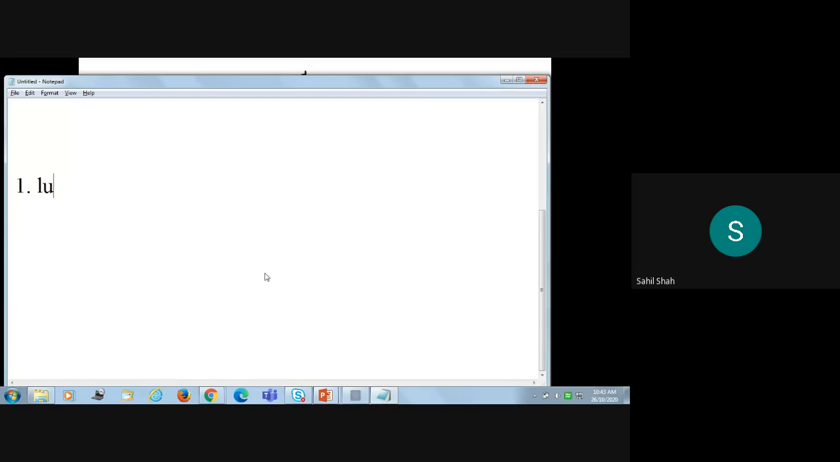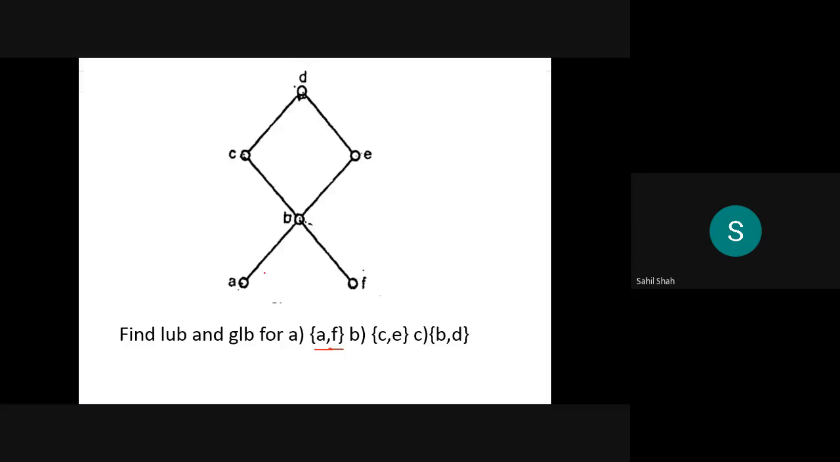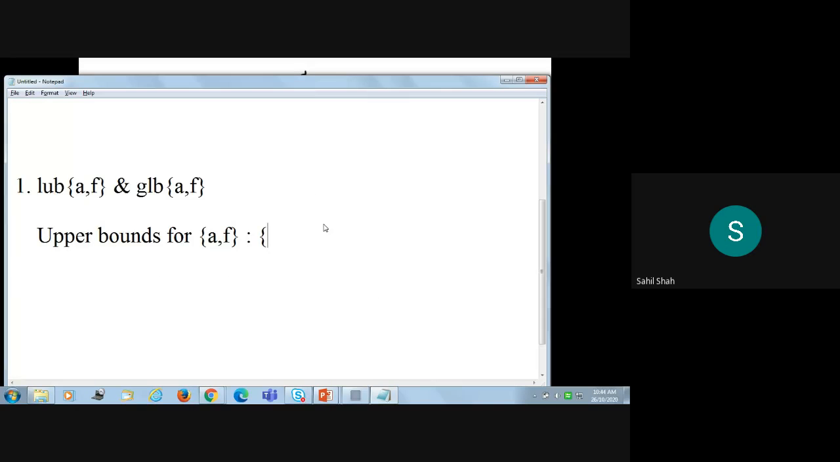One. Find LUB of A comma F and GLB of A comma F. Before going for the least upper bound and greatest lower bound, we will write the upper bounds for A comma F. What are the upper bounds for A comma F? Just check. For A comma F, the immediate upper bound is B. B's upper bound is C. C's upper bound is D. D's upper bound is again E and D. So the upper bounds of A comma F are B, C, E and D.